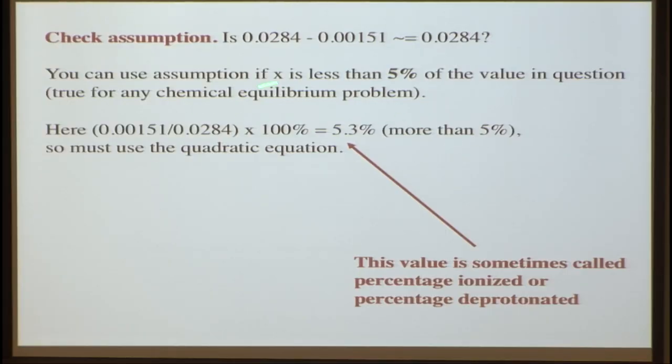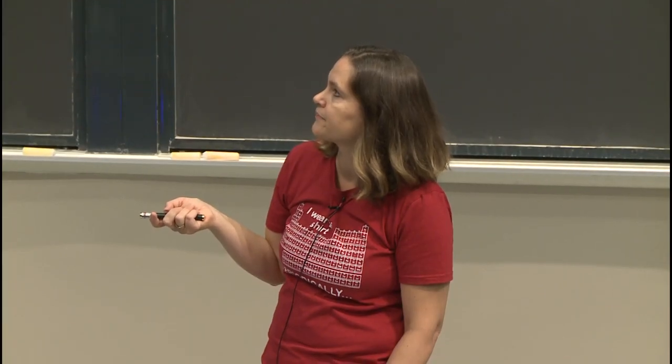So this value, this percent here, is sometimes called percent ionization because it's x over the amount you started with. It's the percent that ionized, or percent deprotonated. If this is an acid, it's the amount of hydronium, the amount that deprotonated over what you started with. So sometimes you're asked to do this even if you're not checking any assumptions.